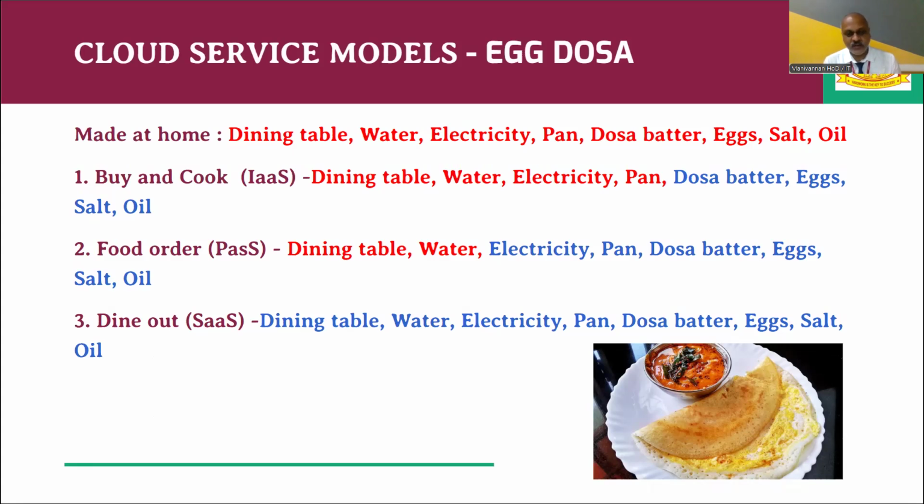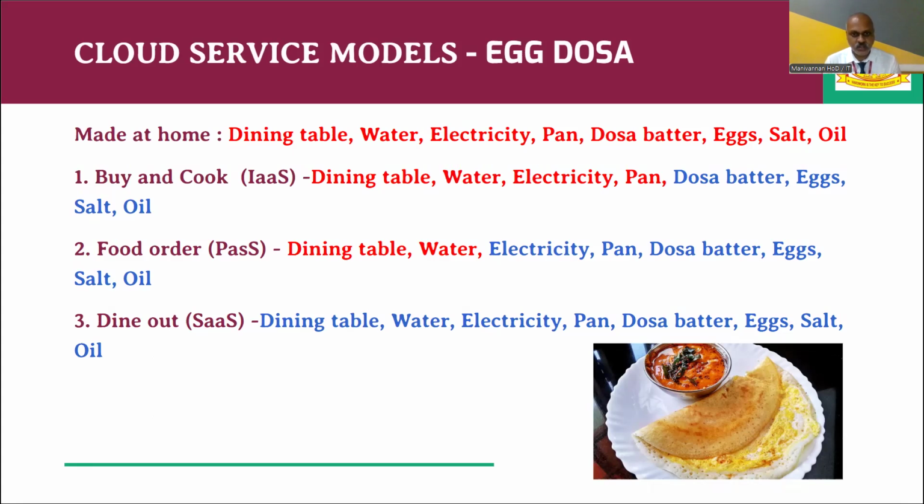And the second method is the food order method. You are ordering the food, whatever you want. If you want egg dosa, you just order it. Okay. So no need for any electricity to prepare, no need for a pan, dosa batter, eggs, salt, oil. Everything is managed by the hotel.